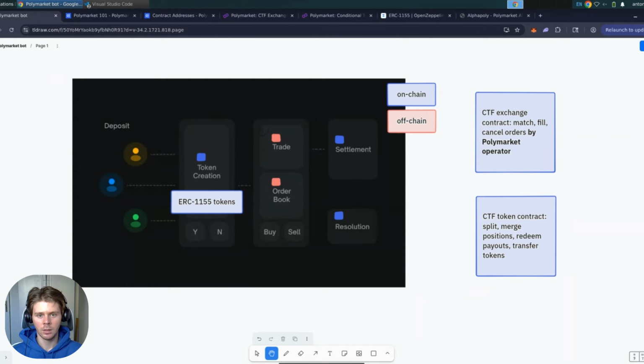What does it mean? Imagine you have a market which resolves to yes or no, and you have 10 USDC. You can split those 10 USDC into 10 yes shares and 10 no shares. The same works in the opposite direction. You can merge positions. For example, you have 5 yes tokens and 5 no tokens. You can merge them back into 5 USDC. You can redeem payouts and you can transfer those tokens.